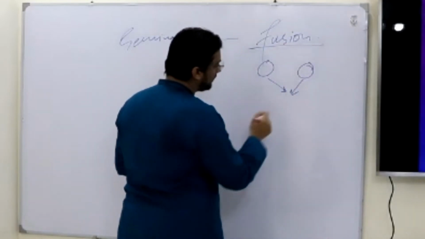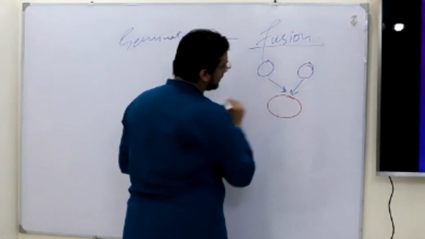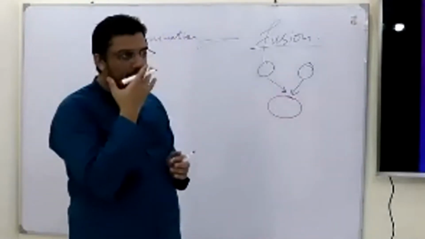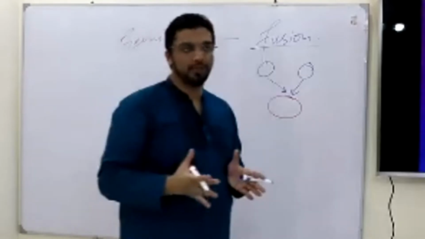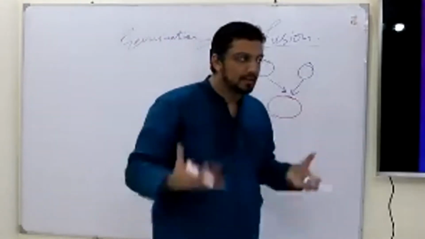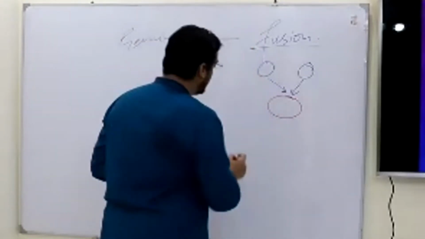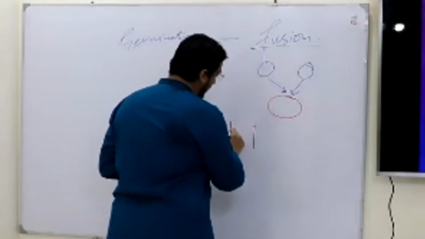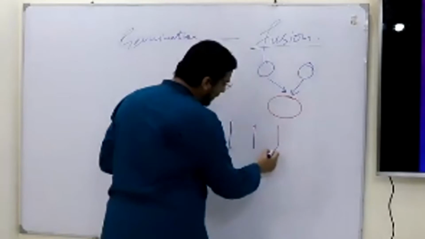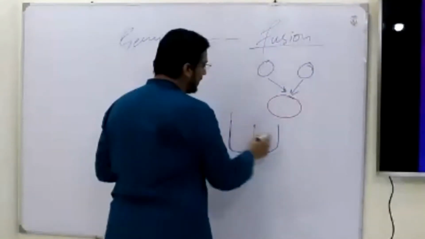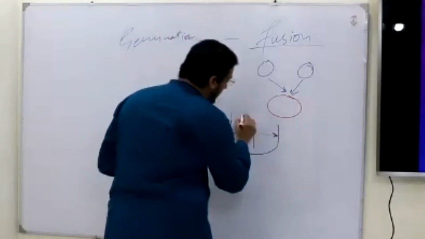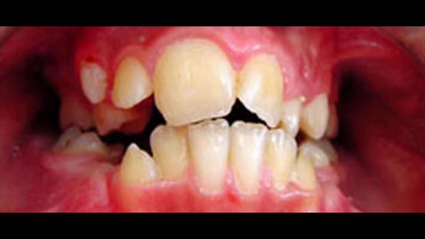And if they fuse to form a larger tooth, that more commonly occurs during macrodontia. Larger size tooth. For example, the size of the central incisor is this. During macrodontia and fusion, macrodontia is the clinical appearance. You would have a larger mesiodistal dimension of the clinical crown.